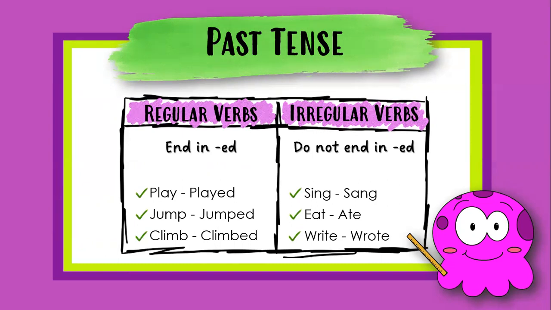Now, irregular verbs are verbs that do not end in ed when we write them or use them in their past tense form. For example, sing, sang, eat, ate, write, wrote. Okay, so we're not going to say sing, singed. No, it's sing and sang. So all of the verbs that we write in a different way than ed in their past tense are going to be called irregular verbs.